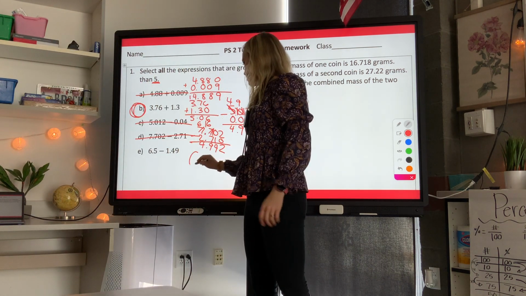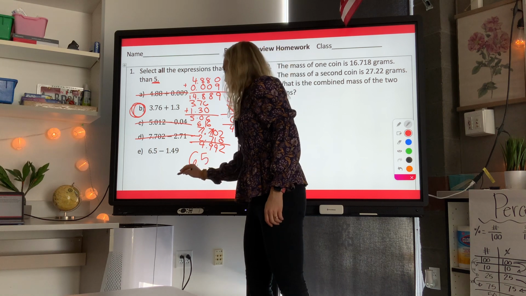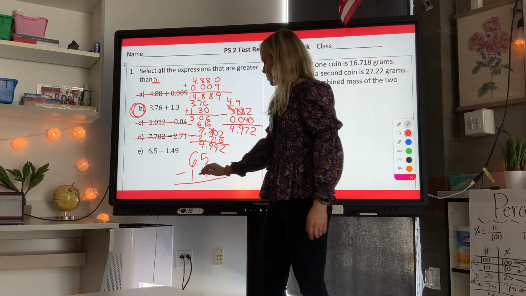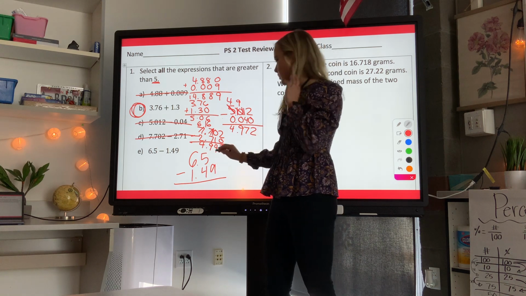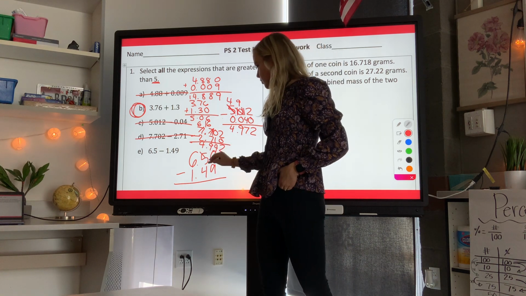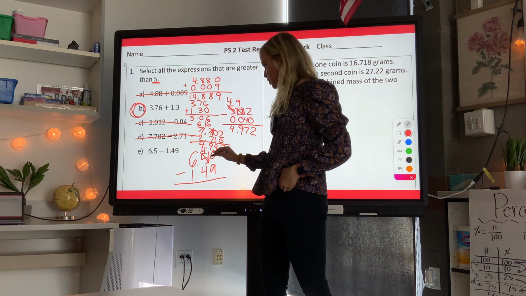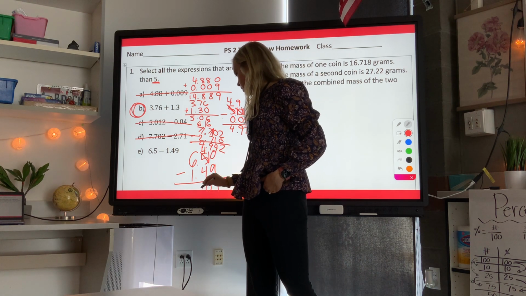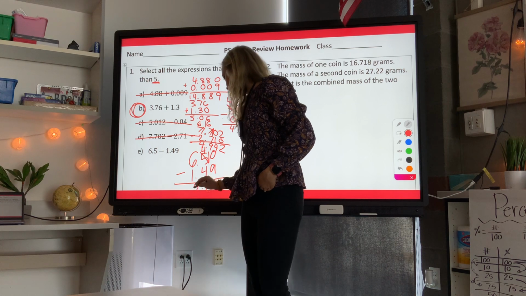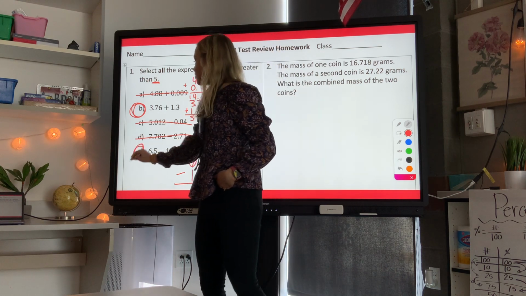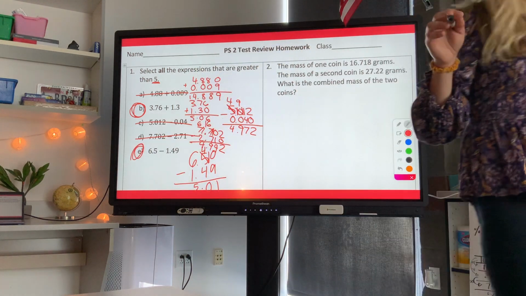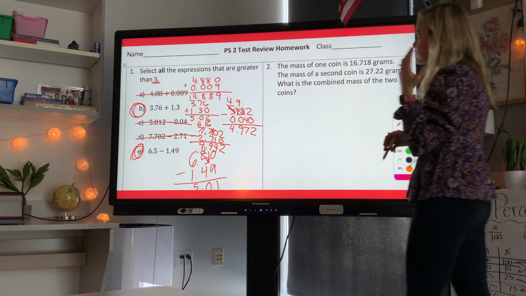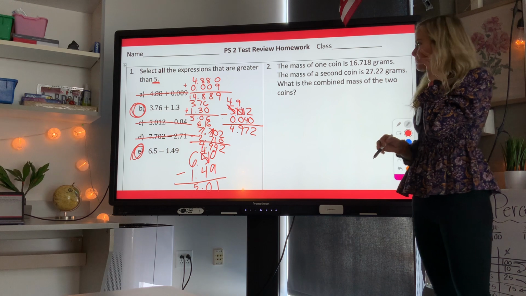Okay, last one, 6.5 minus 1.49. Every time, if you notice, I make sure my decimals are stacked up on top of each other. I need to regroup, so I can subtract 10 minus 9, 4 minus 4, 6 minus 1. So this one's slightly bigger, so just those two. But make sure you show your work so I know that you're not just circling the answers, but you understand how to get the answer.